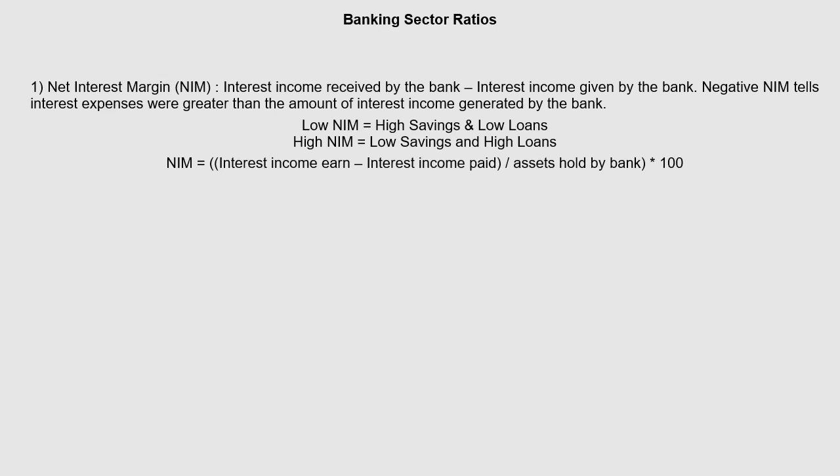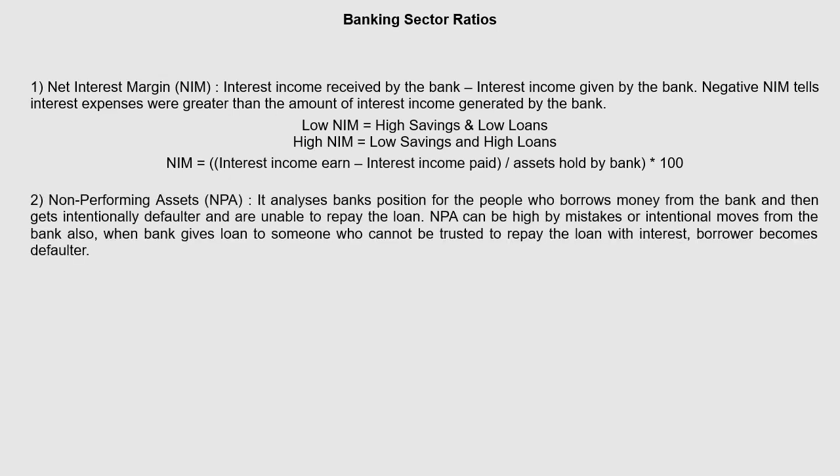NIM formula is equal to interest income earned minus interest income paid, the whole divided by assets held by the bank, into 100. Second is NPA, or non-performing assets. It analyzes the bank's position for people who borrow money from the bank and become intentional defaulters and are unable to pay the bank. NPA can be high by mistake or by intentional moves from the bank also.